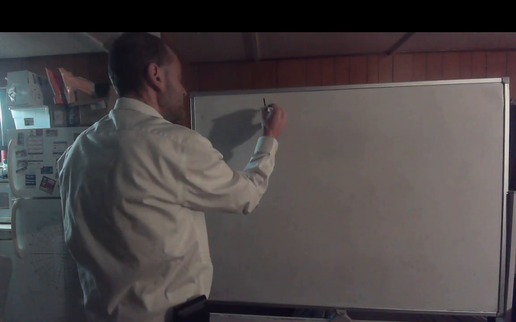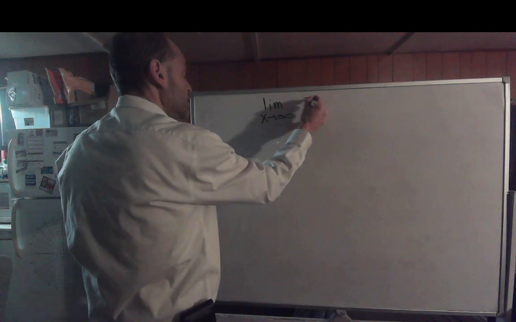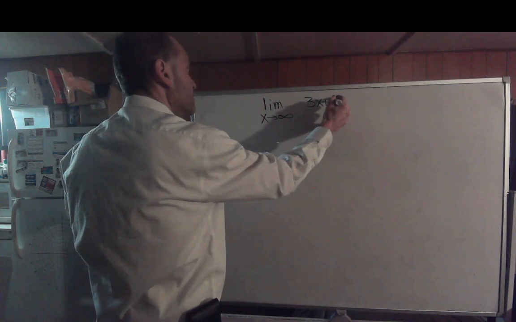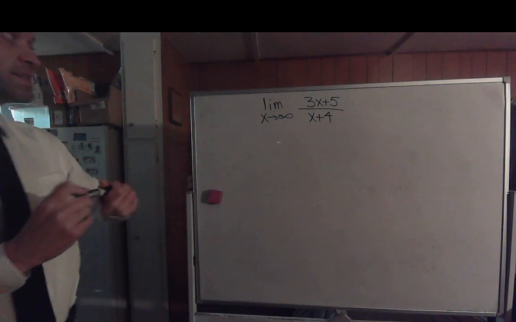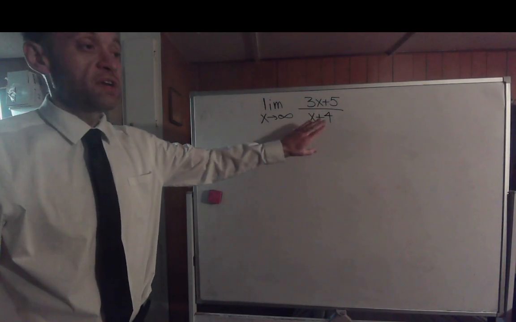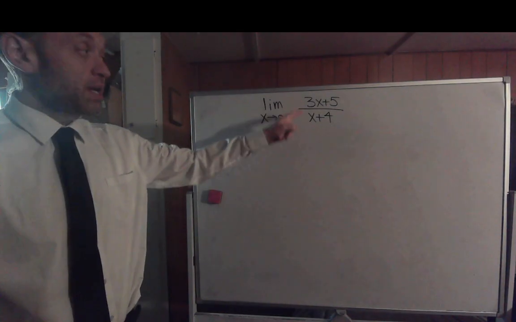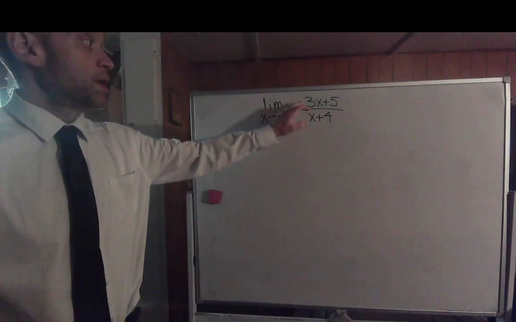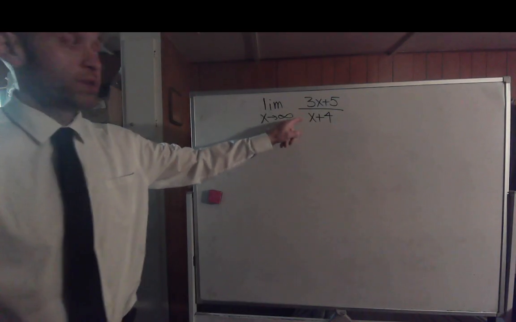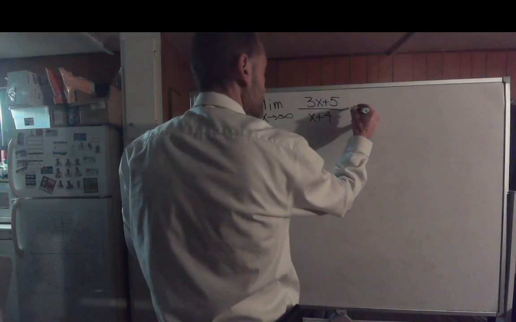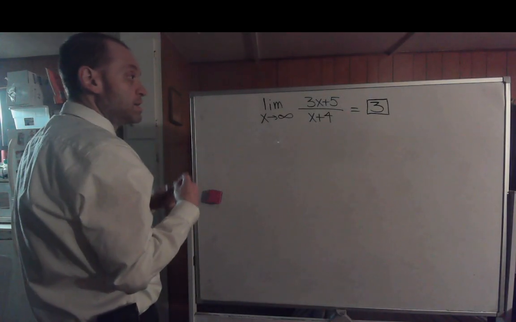The limit as x approaches infinity of 3x plus 5 all over x plus 4. Well, notice the degree of the numerator equals the degree of the denominator. We're going to take the ratio of the leading coefficients, which would be 3 to 1, which would just be 3. So the limit in this case would be 3. That one's easy enough.